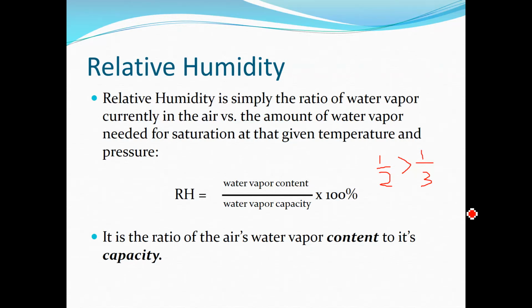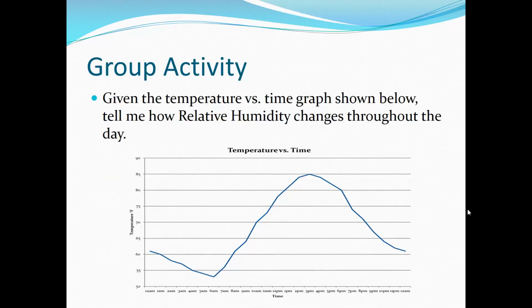But the idea is that if we increase the capacity but leave the content alone, that causes a decrease in relative humidity. And the way that we change the capacity is by changing the temperature. Now this actually leads us to a pretty interesting fact. Let's assume for one moment that the amount of moisture in the air, that vapor pressure, the content, does not change.